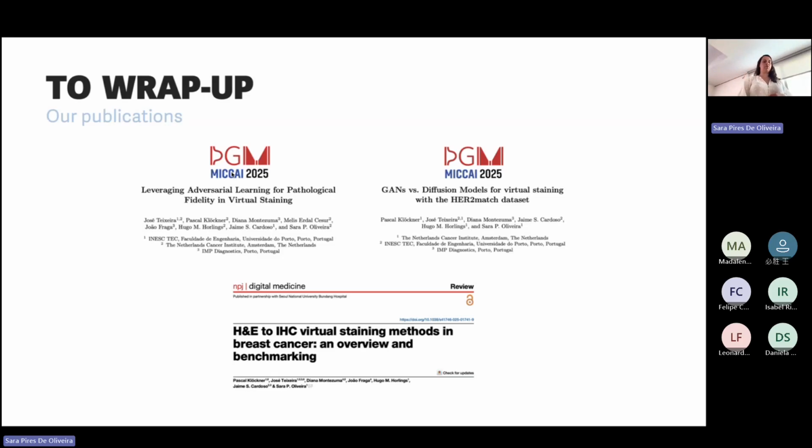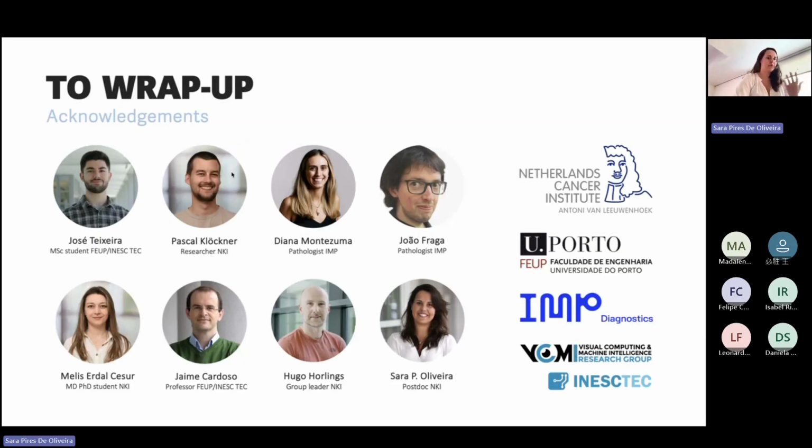And then I will present these two works in a workshop in MICAI in September. One is the work that I just showed you, this idea of leveraging adversarial learning. And the other one is a comparison between GANs and diffusion that I didn't talk to you about. And also there's where we published the datasets. So stay tuned. These are not public yet, but will be in the meantime.